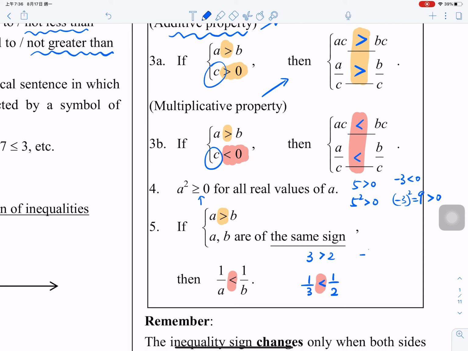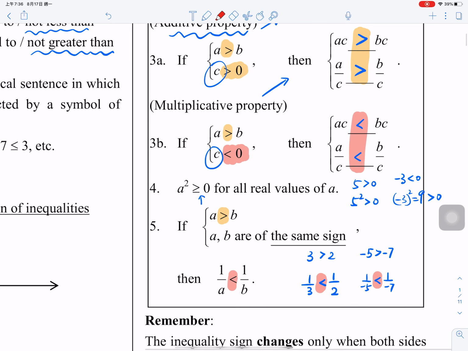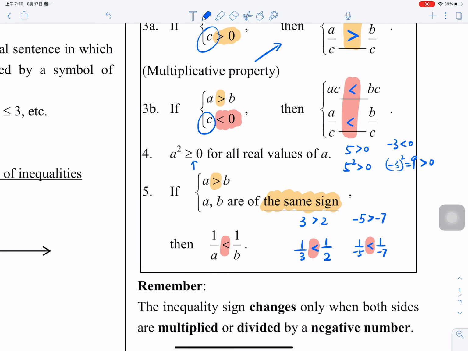Negative 5 is greater than negative 7, right? How about 1 over negative 5 and 1 over negative 7? Yeah, correct. The inequality sign changes, right? So in the same sign case, if A and B are of the same sign, then the inequality sign changes.